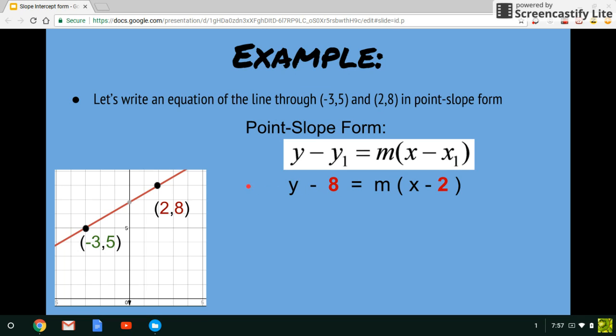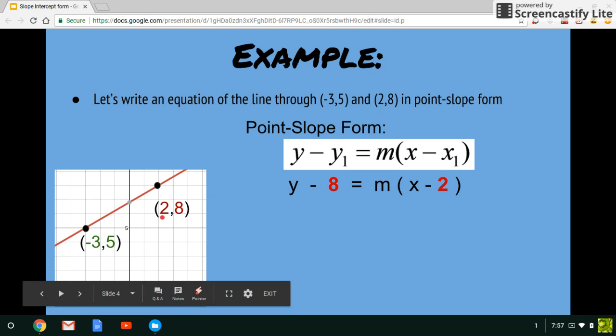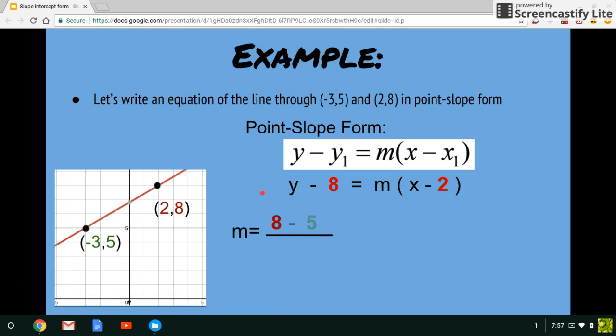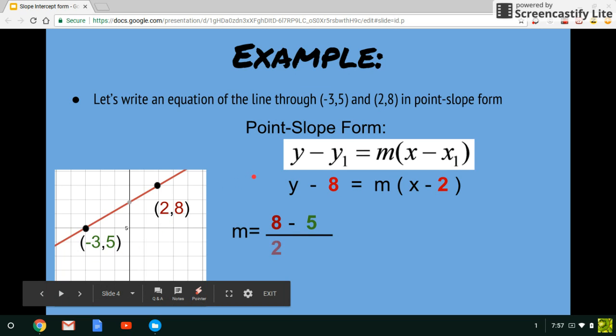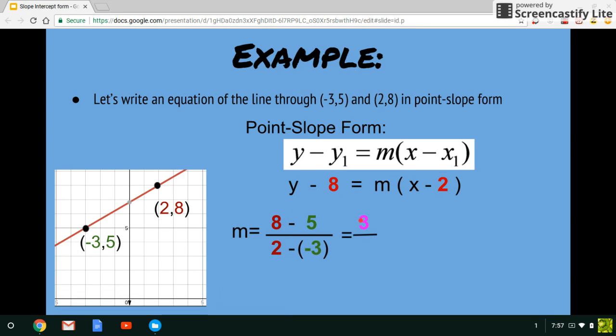To do that, we're just going to use our slope formula with the slope between these two points. We start by subtracting our y values on top, so 8 minus 5. And on the bottom, we subtract our x values, so we have 2 minus -3. 8 minus 5 on the top gives us 3. And with 2 minus -3, we have to be a little bit careful with our signs. Minus a negative is just like adding a positive, so 2 minus -3 is really like 2 plus 3. That gives us 5 on the bottom. So our slope is 3/5.